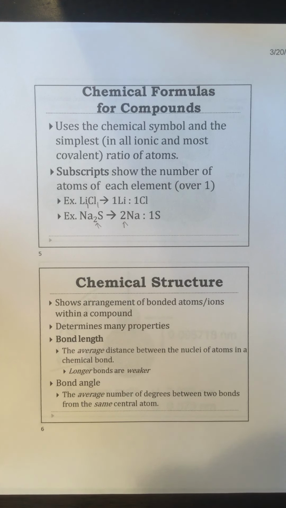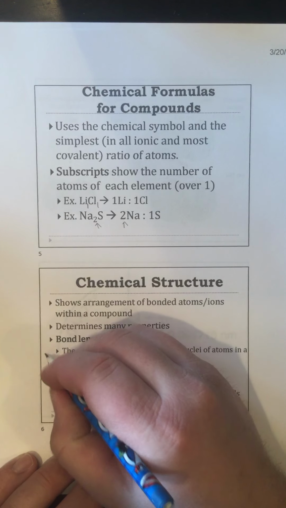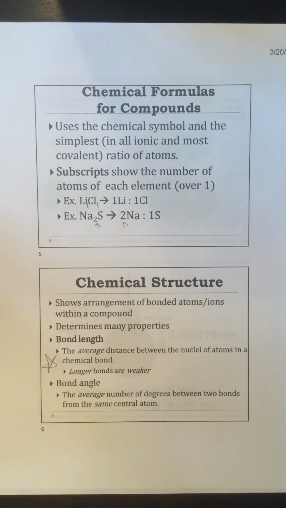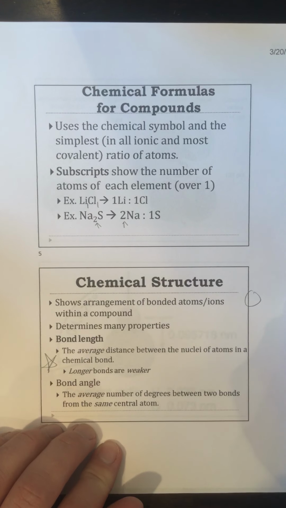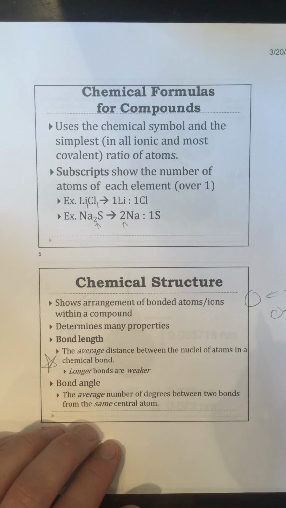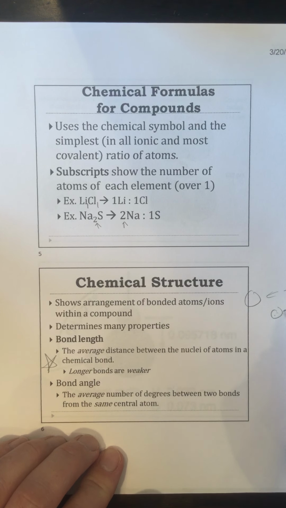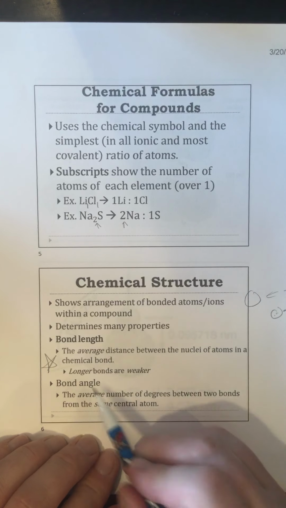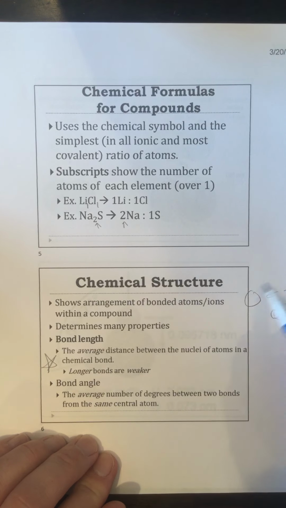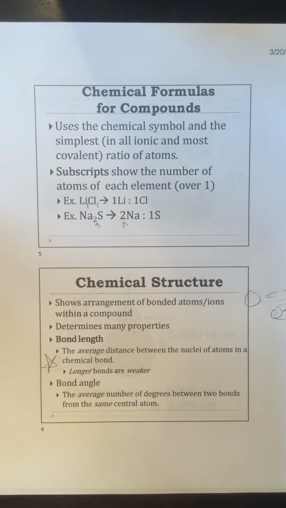The one thing I want to point out is right here, where it says longer bonds are weaker. So basically, if we have something that's further apart, the attraction between the two would be less than the attraction if they were closer. Think about it. If this is more attracted to this one, they're going to stay closer together. So that makes sense. This would have a stronger bond. This one would be a weaker bond.